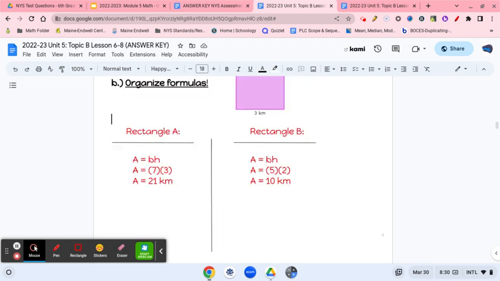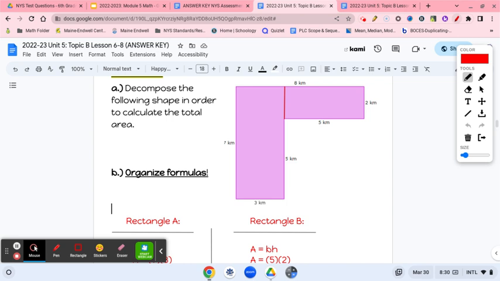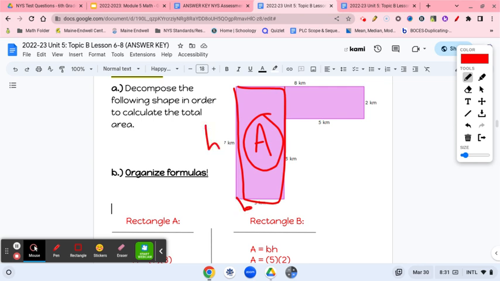If you did not have this and it's blank, please take the time right now to make sure you go back and look at what we just did and get it on your paper. So here is your base of 3. Here is your height of 7. Remember, 5 only stops here, so it can't be that 5. And then the same thing for shape B. I only need the length to go here and here. So 8 is not my base, 5 is, and my height here is 2.